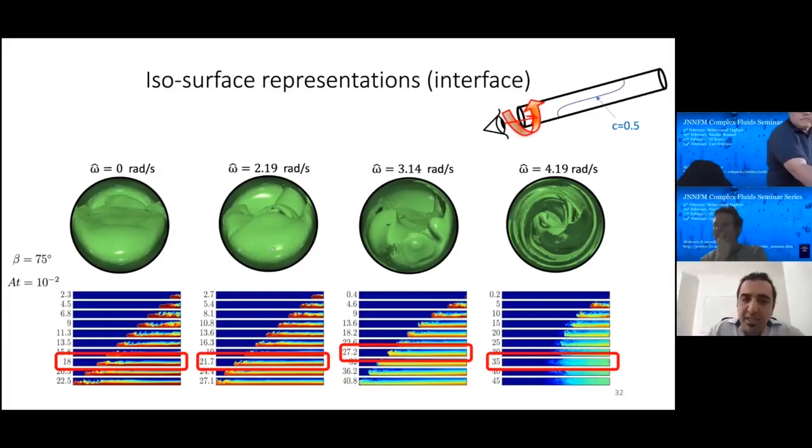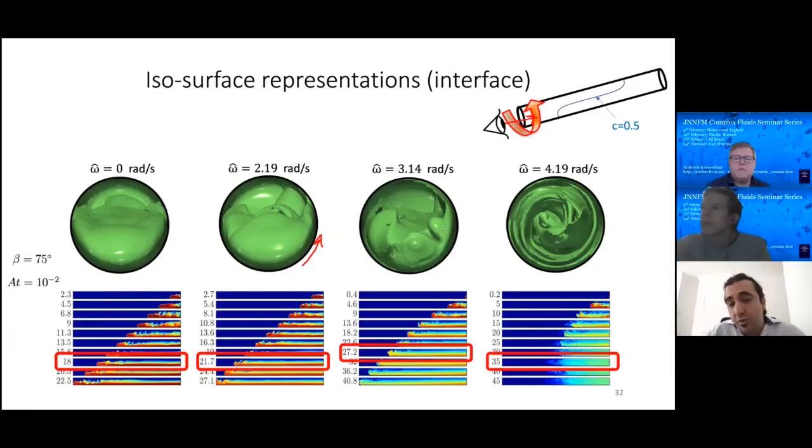By increasing the rotation, we can see that the shape of the front is changed, and the front moves sideways in the direction of the rotation. By increasing the rotation, interfacial instabilities get enhanced due to the rotational inertia. And what we observe is that at the largest rotation, the front shows a shape of a spiral.